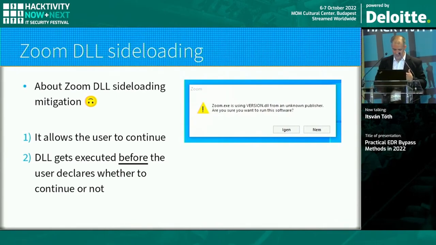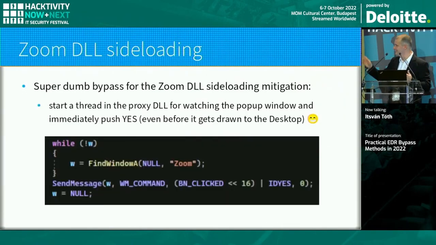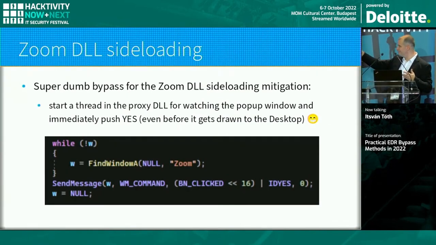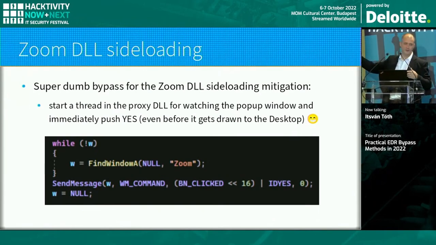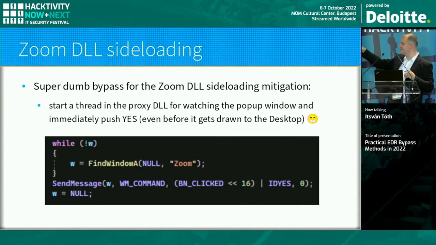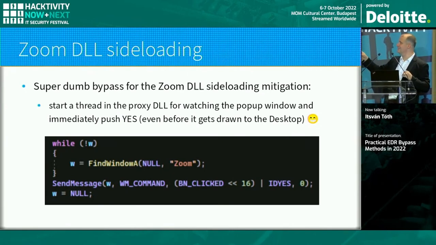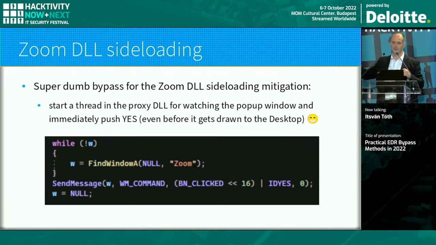So I would like to show my dumbest ever bypass technique here. Here it is. In the version DLL, there is a loop for finding the Zoom pop-up window, and then sending a message to this window, yes, it's clicked, yes. This is very, very quick, and this code will run before the window is rendered on the desktop. So there is no pop-up window. This is the dumbest bypass ever, but this is working.